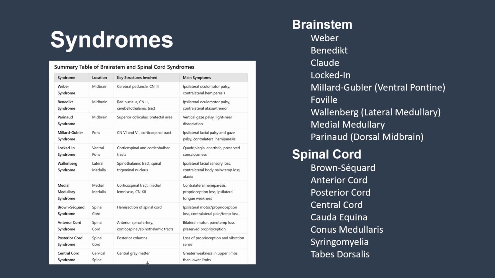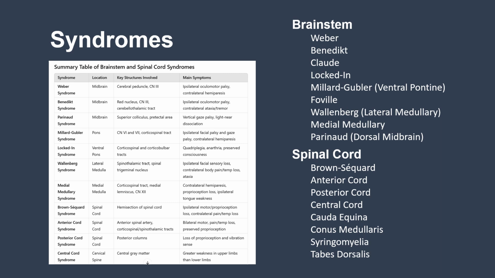Parinaud syndrome is often related to a lesion in the dorsal midbrain, causes vertical gaze palsy and light-near dissociation. In the pons, locked-in syndrome is a severe condition resulting from damage to the corticospinal and corticobulbar tracts, causing quadriplegia with preserved consciousness and vertical eye movement.